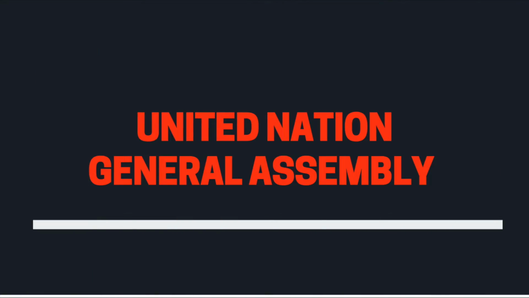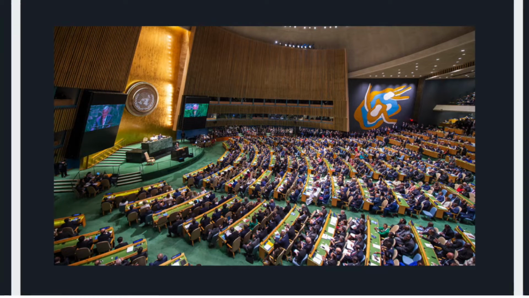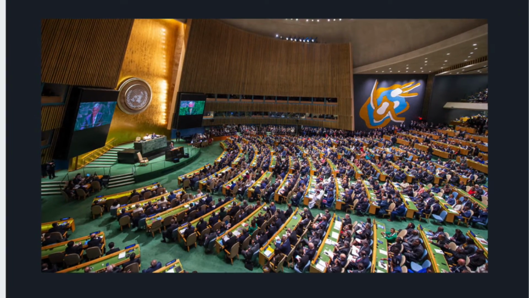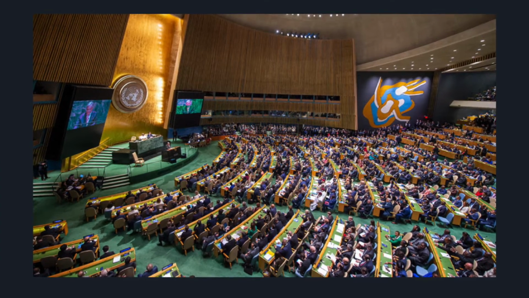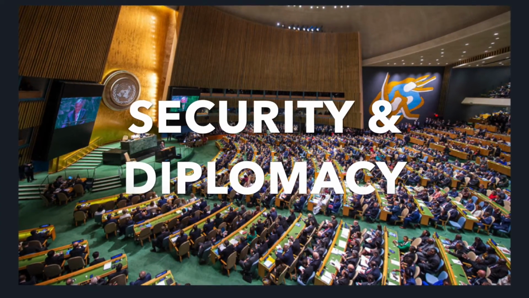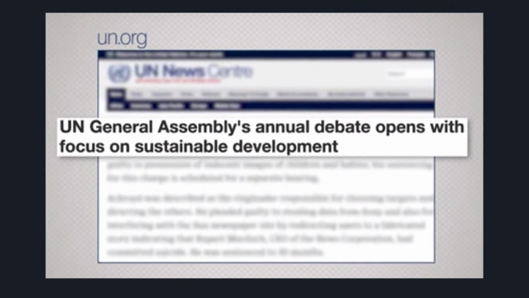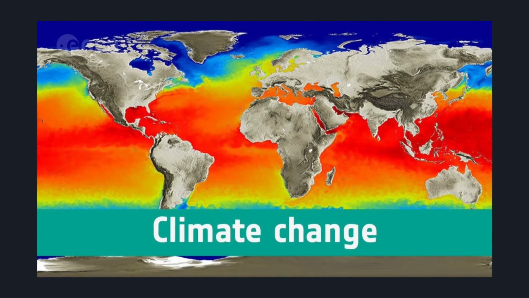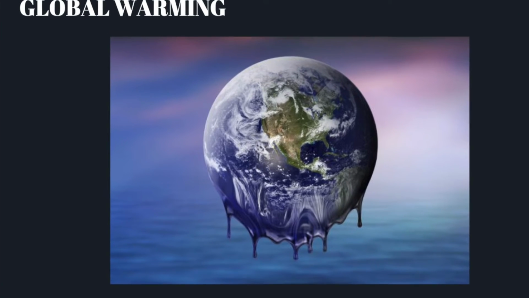The United Nations General Assembly includes nearly all internationally recognized countries, making up 193 member states. The Assembly meets annually in September and debates issues on security and diplomacy. In 2015, the major topic was climate change and helping developing countries face the threat of global warming.